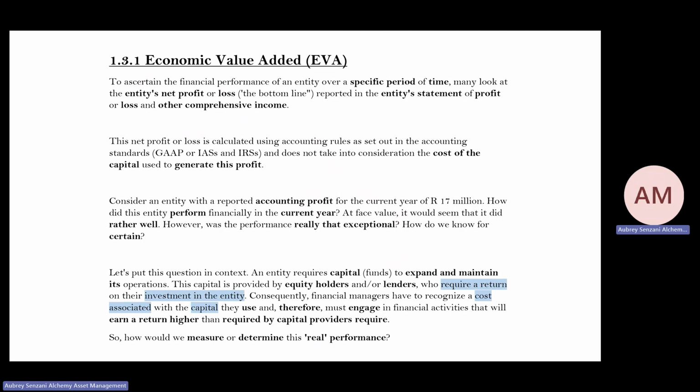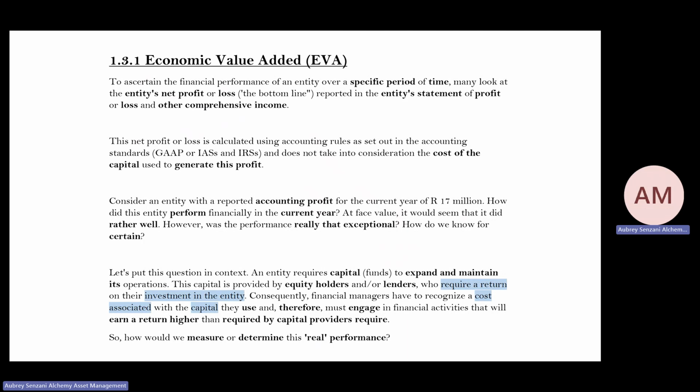Okay, so here they're just speaking more to why we don't just look at the financial performance of a business over a period of time and then discuss whether it made a profit or a loss and then say this would be a good business to increase shareholder wealth. Okay, it says, let's put this question into context. I'm looking at the last paragraph on this slide.